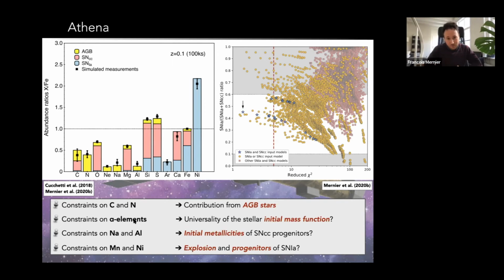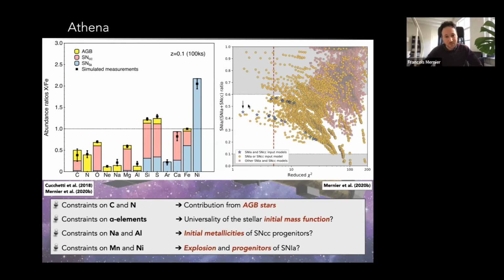And that will be very, very important to basically tackle a long-standing debate on the universality of the initial mass function. Something else is, of course, you can also have a new constraint now on sodium and aluminum, which has not been observed yet. This is very important if you want to look at initial metallicities of core collapse progenitors. And finally, we'll have even better constraints on manganese and nickel, which are super important if you want to better understand the explosion physics of type 1a, but also the nature of the progenitor. So whether it's single degenerate or double degenerate, which is still a very hot topic among type 1a scientists nowadays.